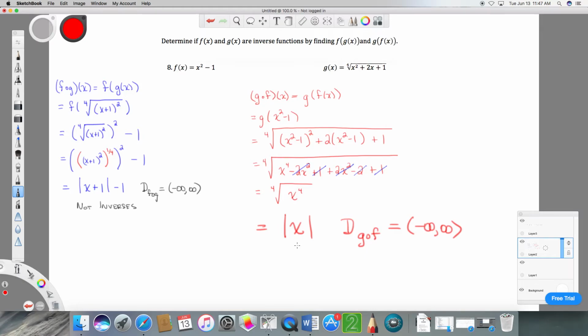So if x can be anything, then I can't say the 4th root of x to the 4th is equal to x, because if x were equal to some negative number, then that would not be a true statement. So I need these absolute value symbols, and since this does not reduce to just x, I know that these are not inverses of each other.